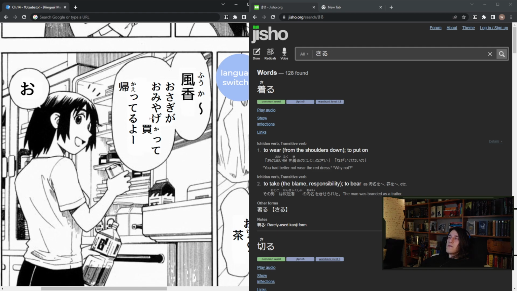Okay. So it's basically three verbs. It's 買って, 帰って. No, sorry. 買って, buy. Wait, what? No.